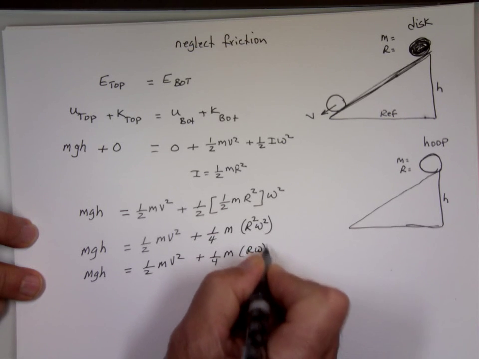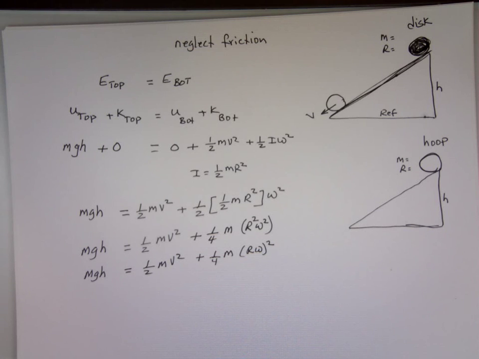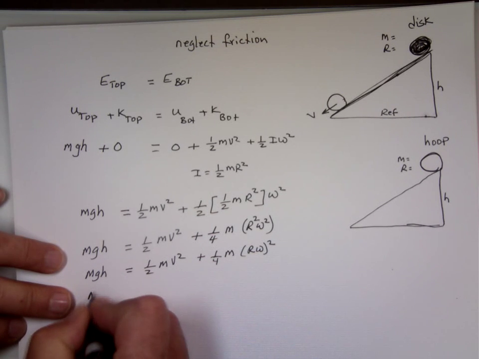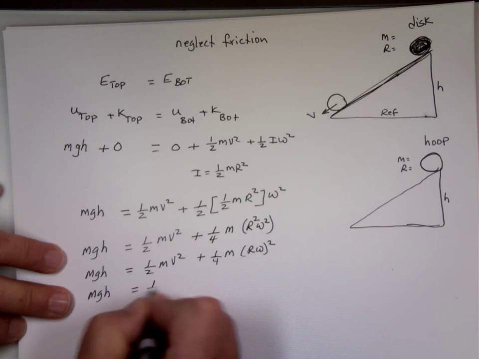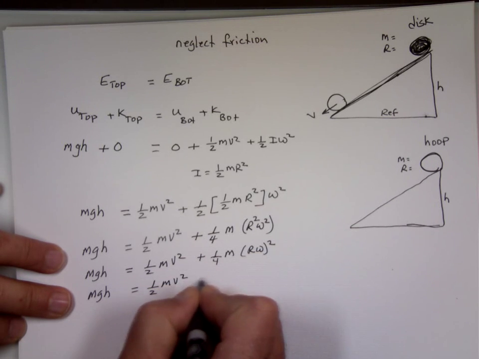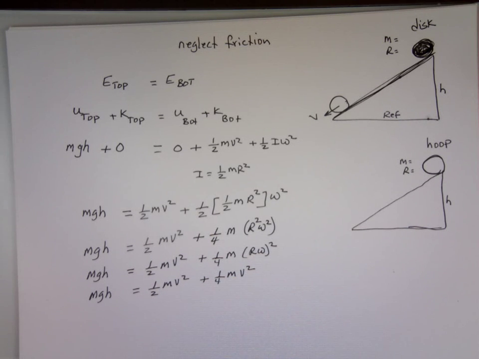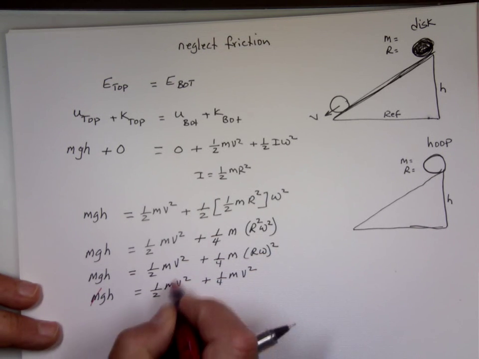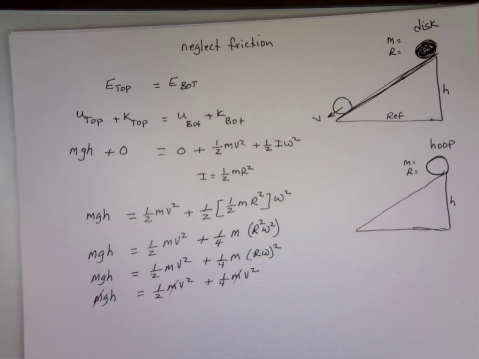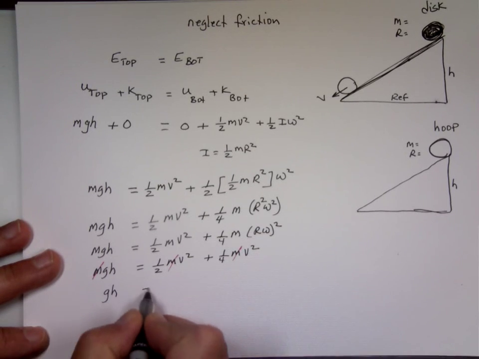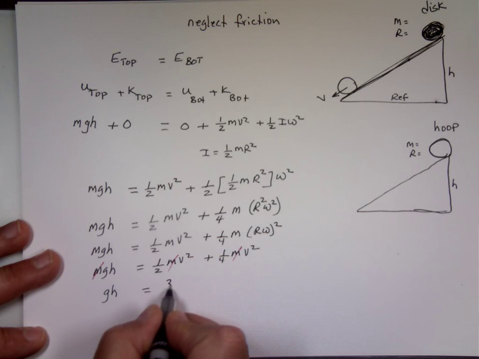What is r times w? Wasn't that v? V equals r times w. So that's actually v. And notice the m shows up in every one of them, so mathematically I can just take my pen and get rid of it. Gravity times height equals, what's 1/2 plus 1/4? Is that 3/4?